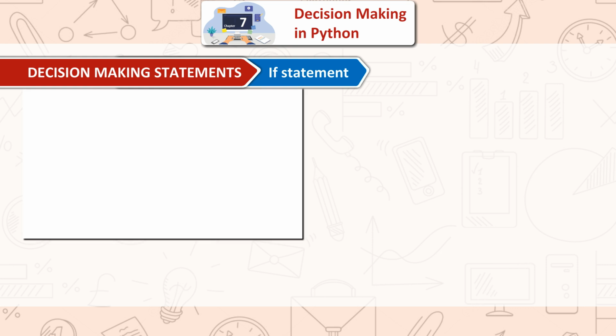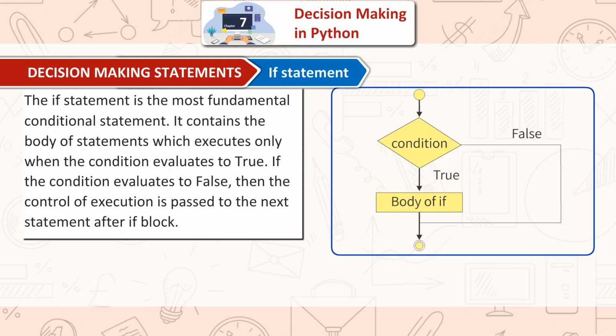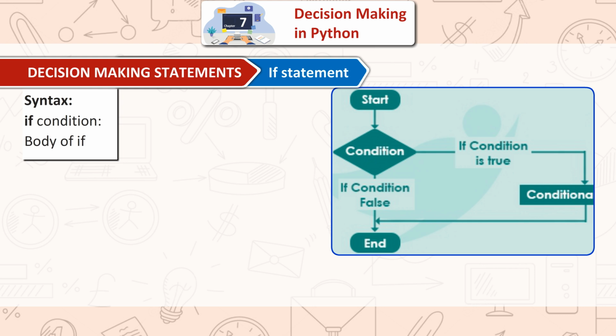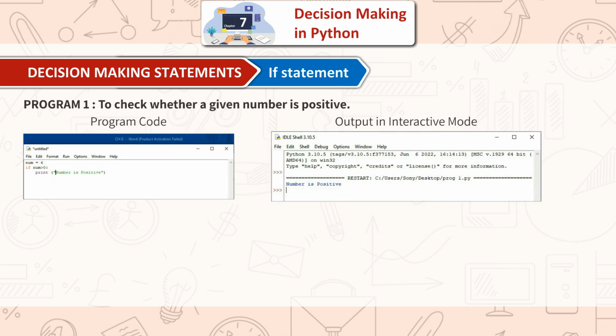If statement. The if statement is the most fundamental conditional statement. It contains the body of statements which executes only when the condition evaluates to true. If the condition evaluates to false, then the control of execution is passed to the next statement after the if block. Syntax: if condition, body of if. Program 1: to check whether a given number is positive. Program code. Output in interactive mode.